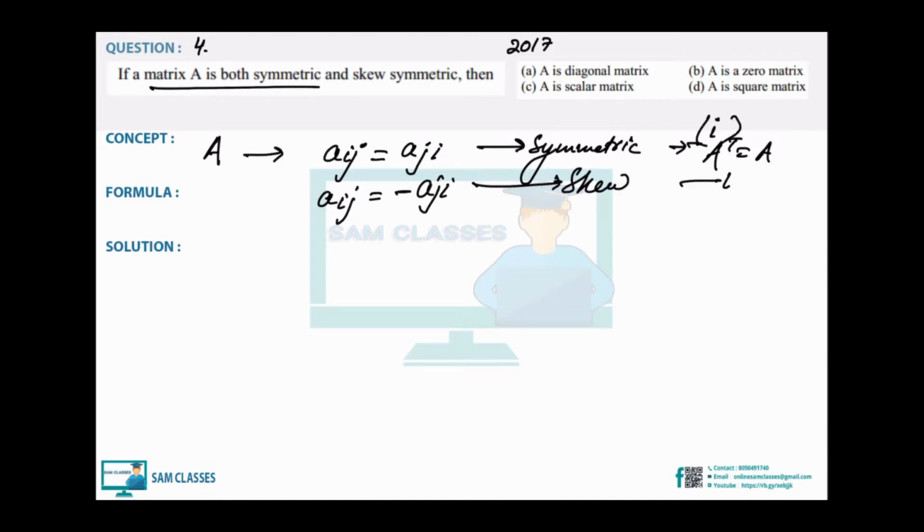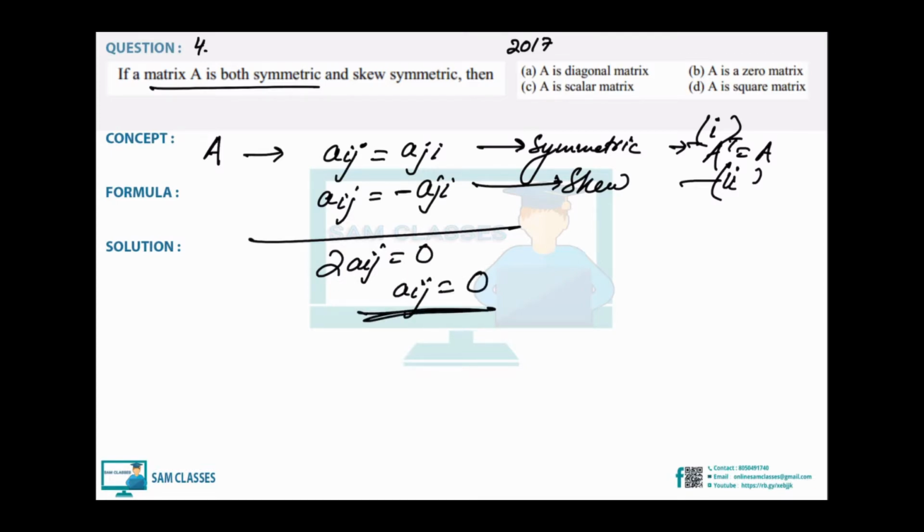Pretty simple, pretty fast, you can do it. Just add it up. The moment you add, you'll get 2 a_ij equal to 0. So a_ij equal to 0 means all the elements are 0. So it's a zero matrix, nothing more than that. You can keep that in mind.